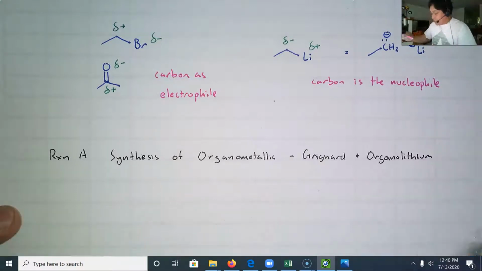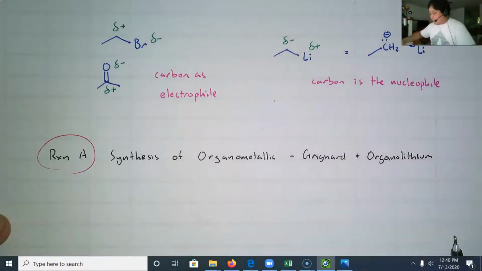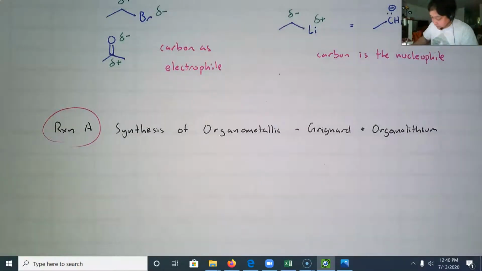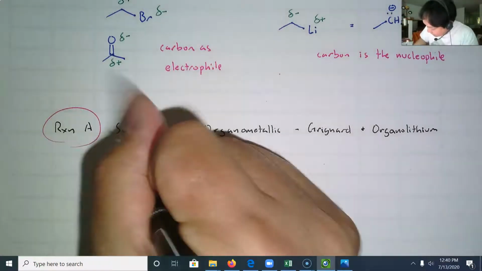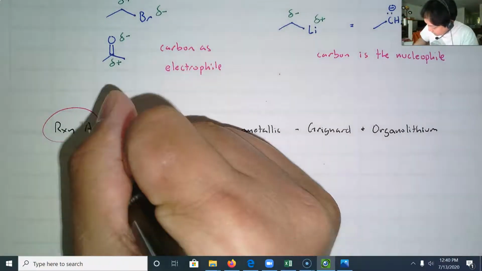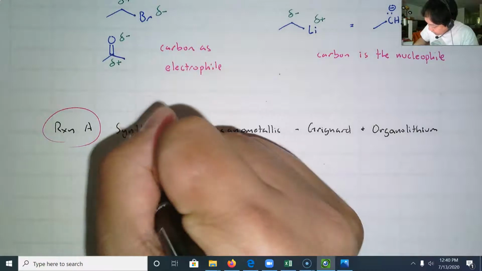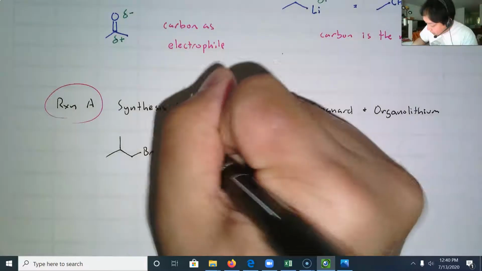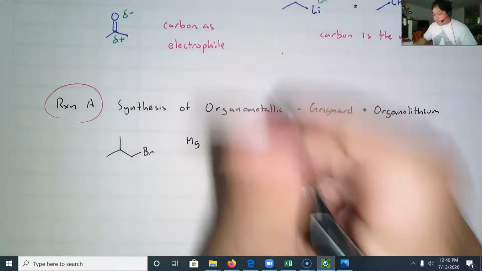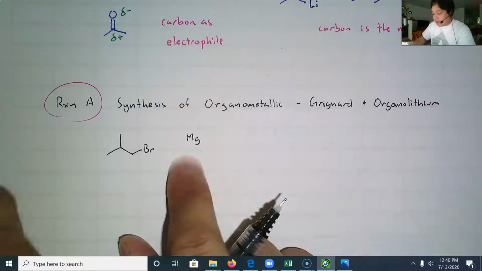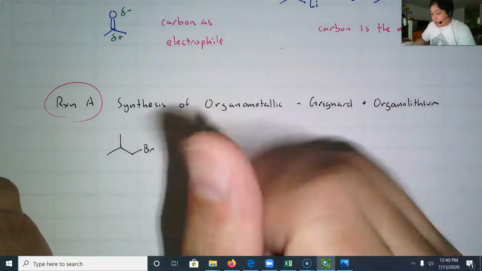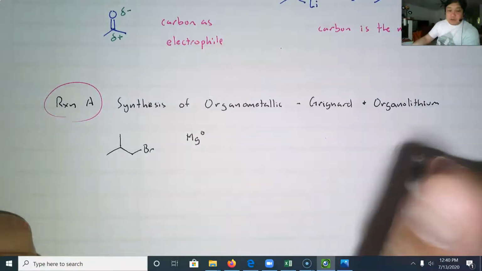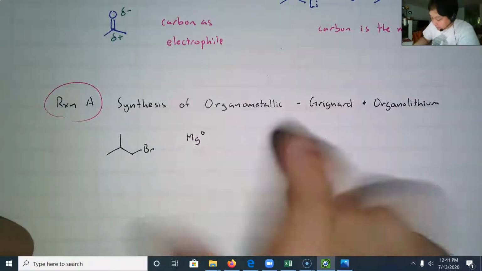Okay. Let me show you the Grignard first. For Grignard, you're going to start with an alkyl halide. It doesn't matter if it's primary, secondary, or tertiary. And you're going to add magnesium metal. And you could indicate magnesium like Mg. It's not an ion. Or you could, I like to put a 0 to emphasize that it's neutral. Or you could write the word metal.